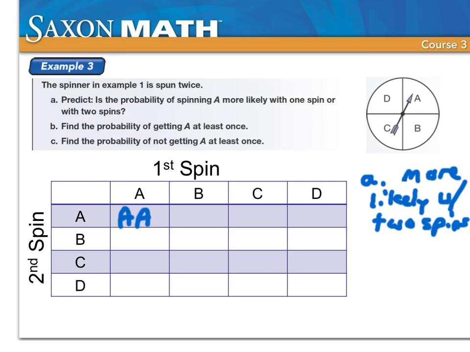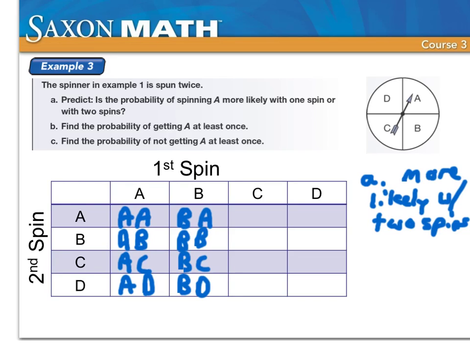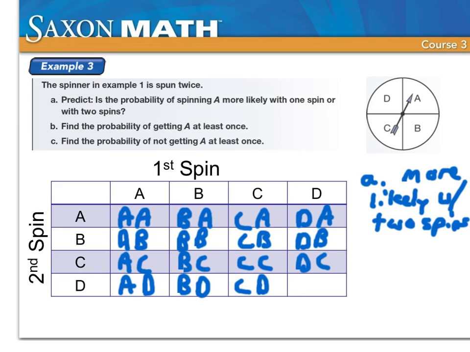I could get an A on the first spin and a B on the second spin. So that's an A and then a B. And I could get an A and then a C, or an A and then a D. Then in this column I could get a B first and an A second, or a B and then a B, or a B and then a C, or a B and then a D. And if my first spin I get a C first, I can get a C and then an A, or a C and then a B, or a C and then a C, or a C and then a D. And if I get a D first, I can get D and then A, or D and then B, or D and then C, or D and then D.